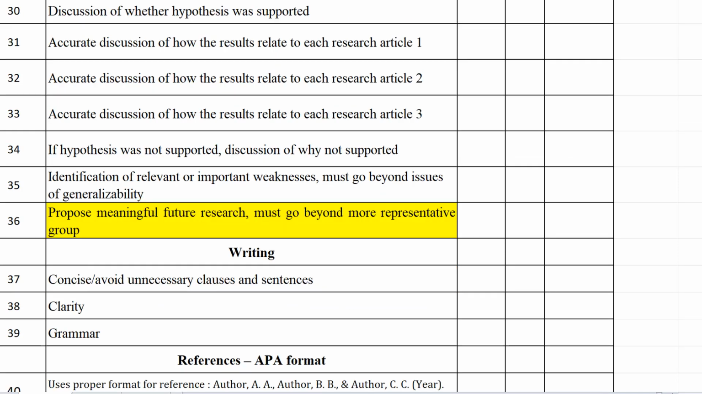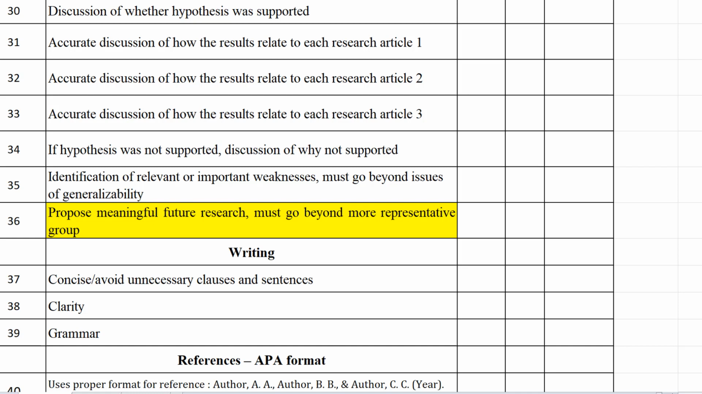And finally, the paper should conclude with meaningful research that should be conducted next. This should tie into some of the issues that have already been identified. Any important weaknesses that were identified earlier in the paper should be expanded on in this section.